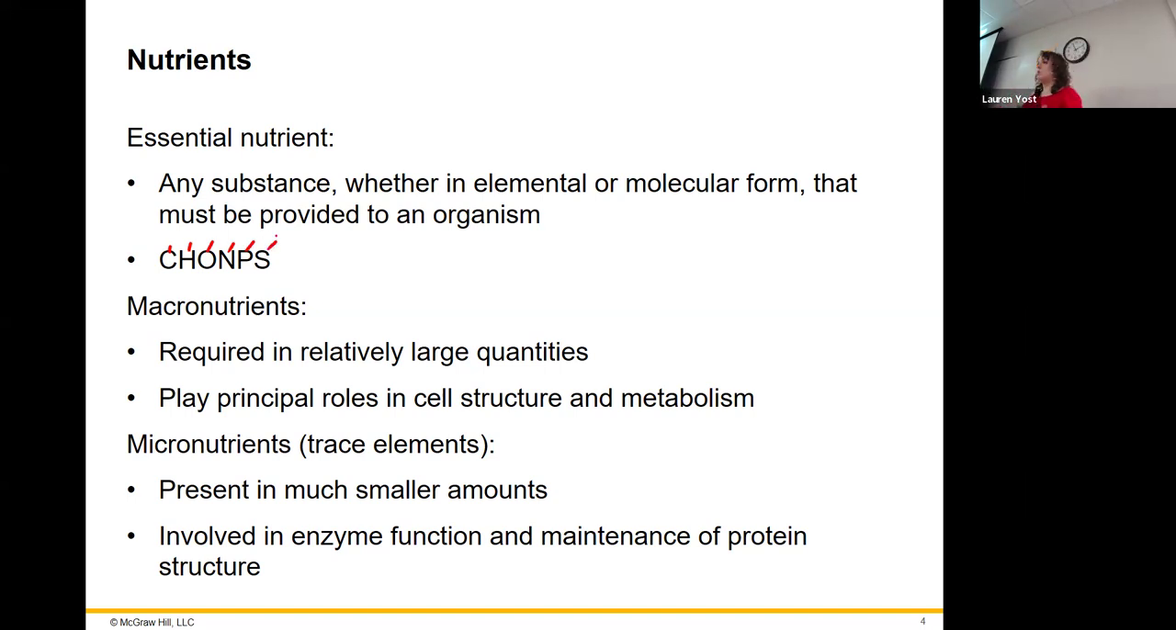Literally, they're chemical signs, right? They're names. So symbols, whatever you want to call them. It's literally, they're symbols. So CHONPS, like chomps, with an N. And that's basically what we're going to be building our cells out of.